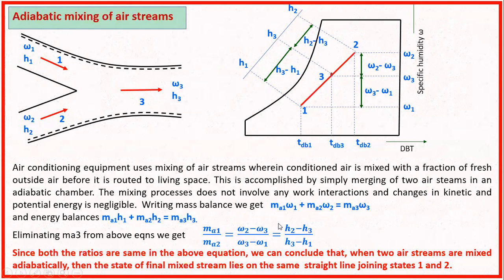Since these ratios are the same, when two air streams are mixed adiabatically, the final state of the stream will lie on the same line which joins the conditions or the states of these two streams. So 1 to 2 is the line joining the two streams. The final condition of the stream will lie on the same line. So this is the most important conclusion during the adiabatic mixing. Thank you.